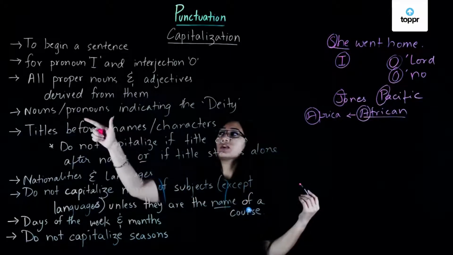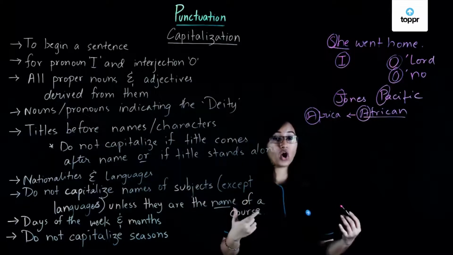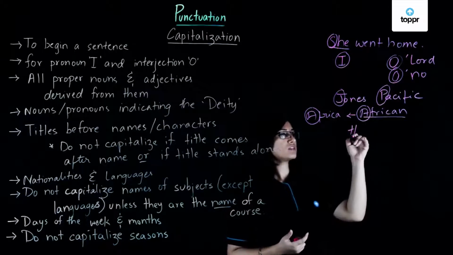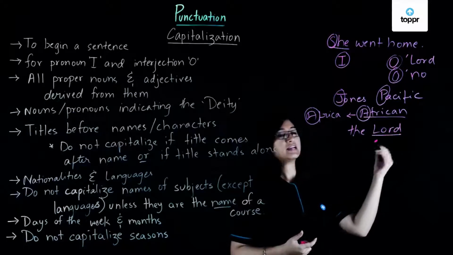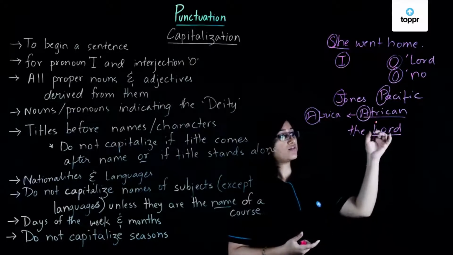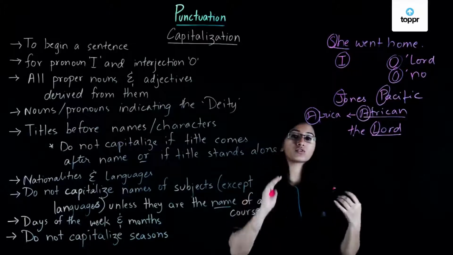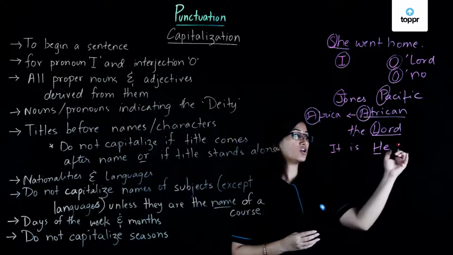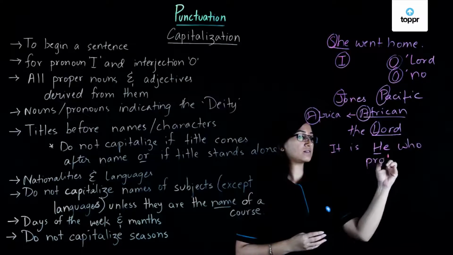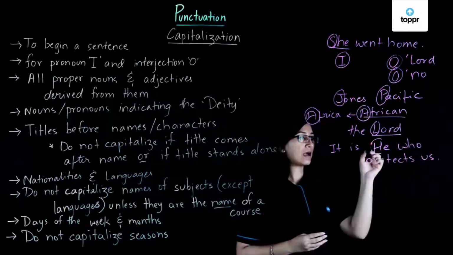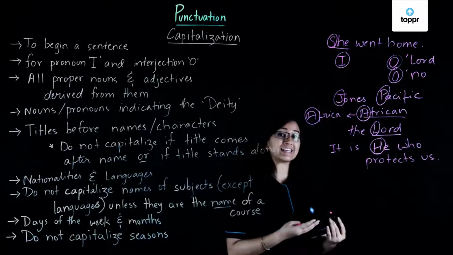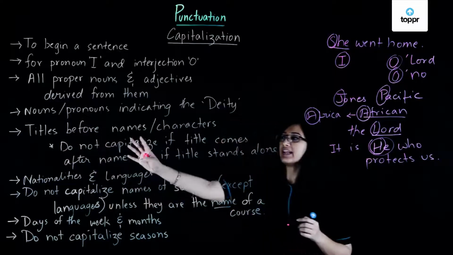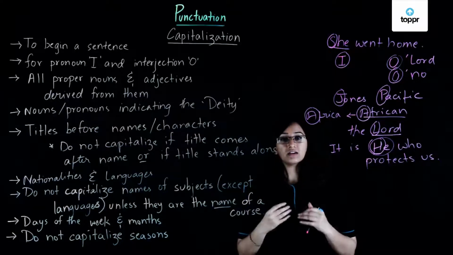Now, nouns and pronouns that indicate the deity or God are also always placed with a capital letter. So for example, we have the Lord. Here the word Lord indicates the deity or God, and therefore we've capitalized it. Imagine in a sentence you want to refer to God as He, then you can say it is He who protects us. Here again we have used a capital letter for the word He because we are indicating the deity with the term He.